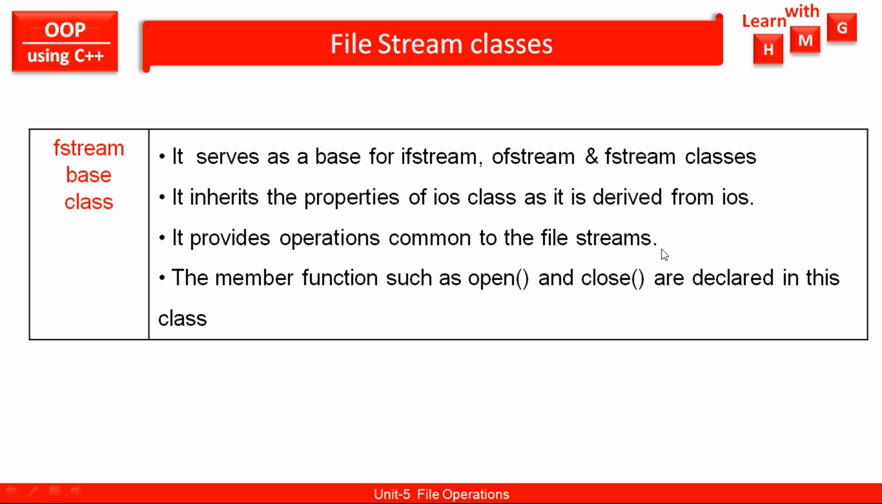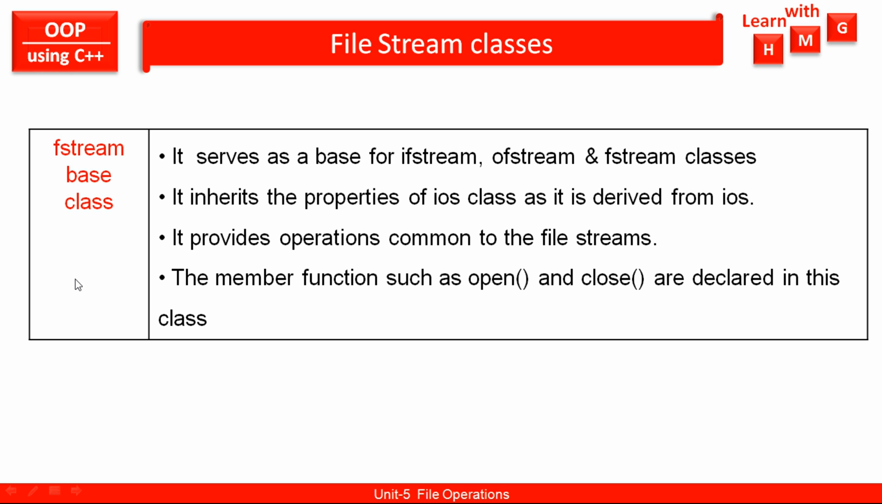So for these two file streams, whatever the common operations that are provided by this fstream base class, the member functions such as open function and close function are declared in this particular class. So these two functions we require to open a file and close a file, and the definitions of these member functions are available in this particular fstream base class.